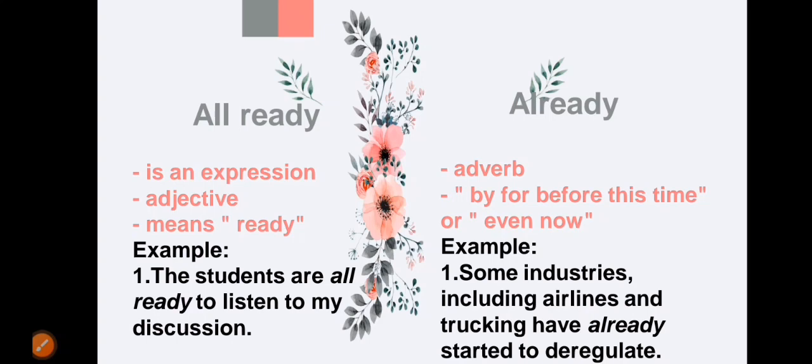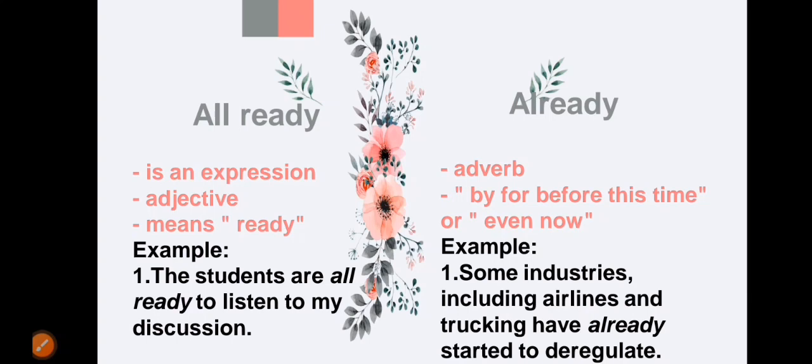We already knew the purpose of already, which means to say that someone or something is ready. Now we will talk about already. It is actually an adverb, which is a modifier of an action word, which means by or before the time or event. For example, some industries, including airlines and trucking, have already started to deregulate.